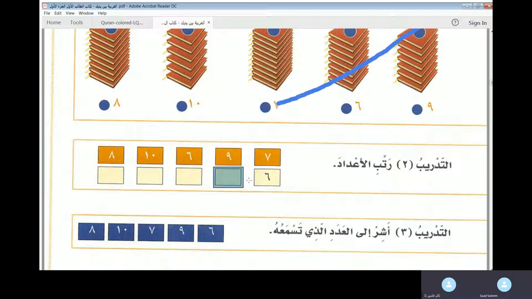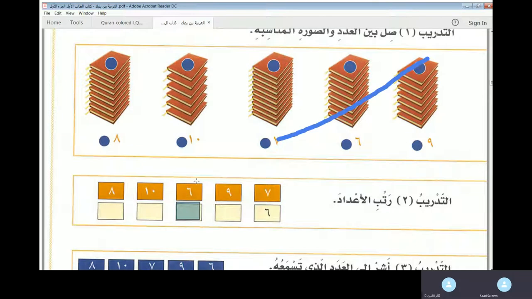Okay, so you're supposed to put the numbers in order? Yes. Sab'atun, seven. I will have to continue to practice these numbers. I don't know them out of order. Just say anything, don't worry about mistakes. Thamaniyatun, eight.